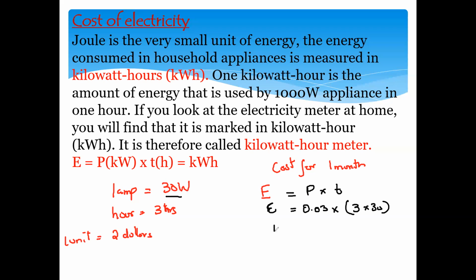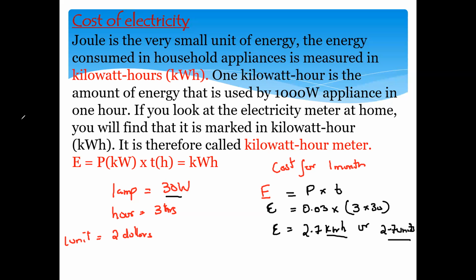So how much electrical energy do we consume in 1 month? That is 0.03 times 3 hours every day times 30, which equals 2.7 kilowatt hours. Or we can also say 2.7 units, because 1 kilowatt hour refers to 1 unit. However many kilowatt hours of electrical energy we consume, that is the number of units. So we are using 2.7 units.